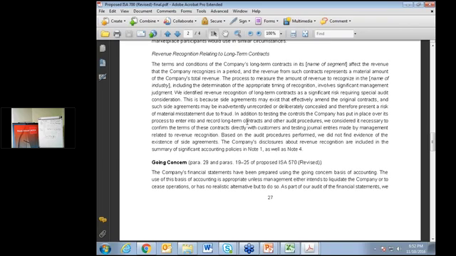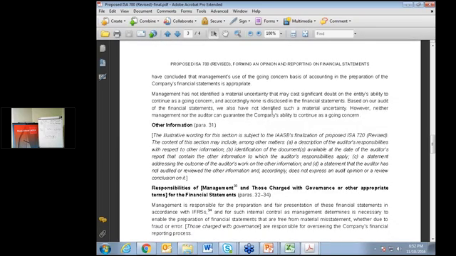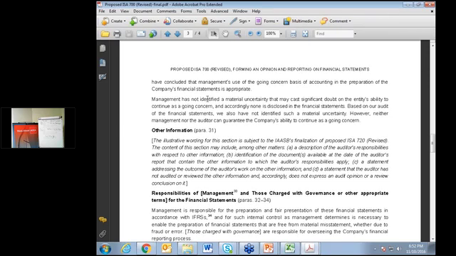So it says that the company's finances have been prepared using going concern, and management in the second paragraph under going concern says management has not identified material uncertainty that may cause significant doubt on the entity's ability to continue as going concern. Also, it is important here to note that there is this last sentence that has been given. However, neither management nor the auditor can guarantee the company's ability to continue as a going concern.